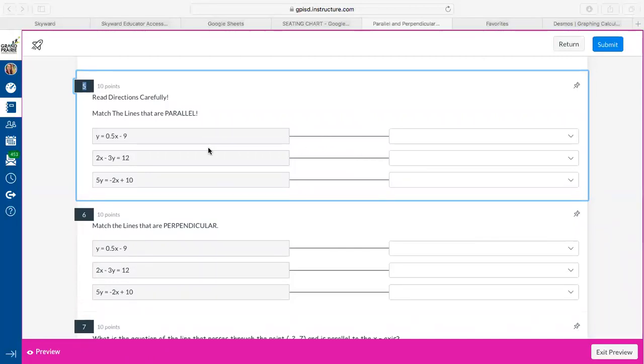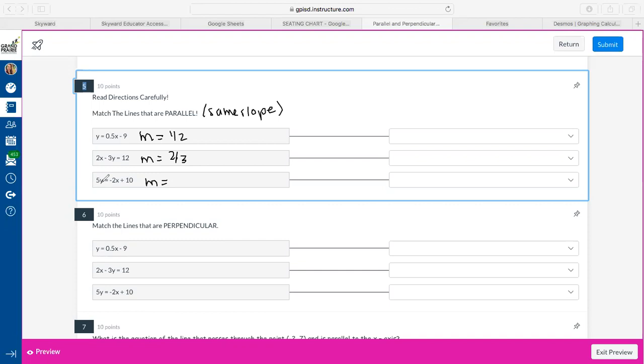Okay, match lines that are parallel. If they're parallel, they have the same slope. So we did this one together in the middle school class. What is the slope of this line? 1/2. What is the slope of this line? 2/3. What is the slope of this line? 2 over 5.